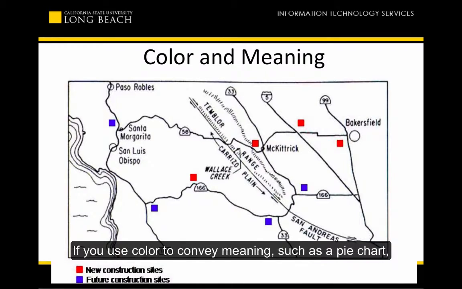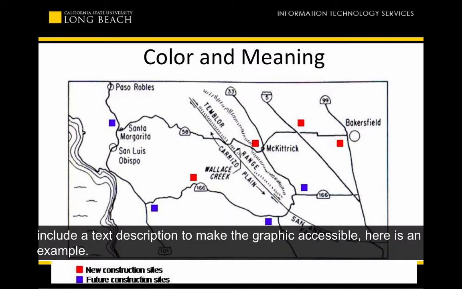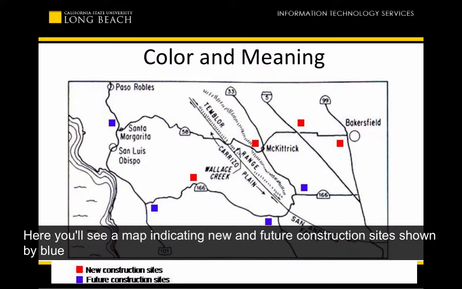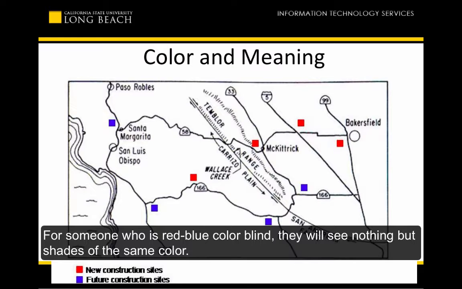If you use color to convey meaning, such as in a pie chart, include a text description to make the graphic accessible. Here's an example. Here you'll see a map indicating new and future construction sites shown by blue and red boxes. For someone who is red-blue colorblind, they will see nothing but shades of the same color.